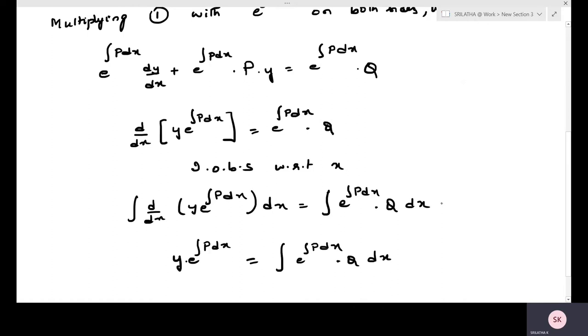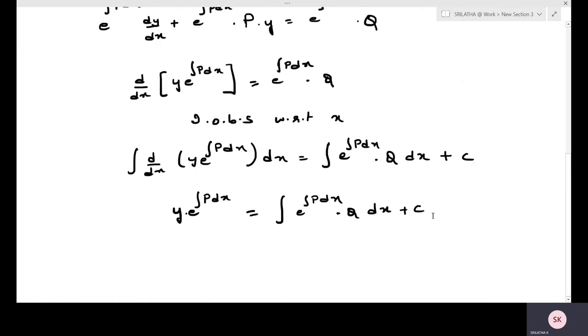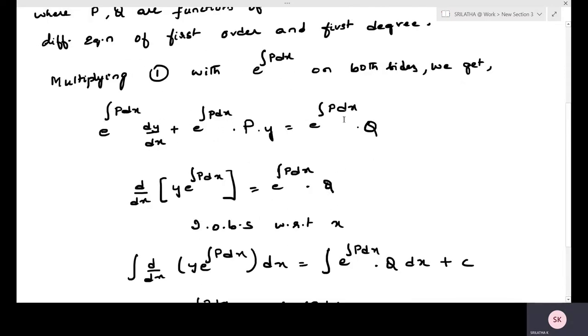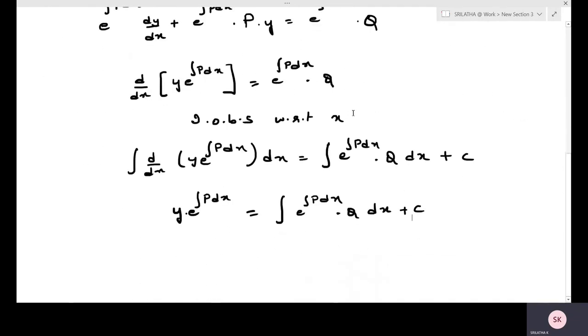Because I am integrating indefinitely, I have to add an integrating constant, so plus C. Now this will give you the solution. How? Simply divide the equation by e to the power of integral p dx. You'll get y as a function of x, which is the solution for the given linear differential equation. Hope it is clear. We will do a problem based on this concept now.